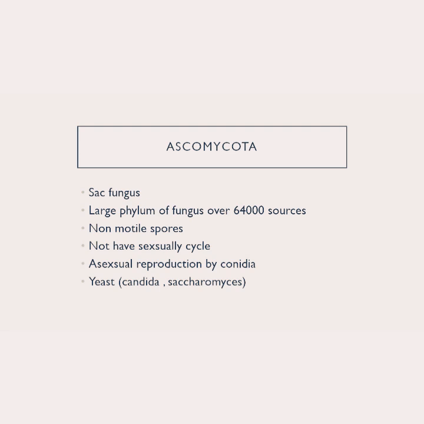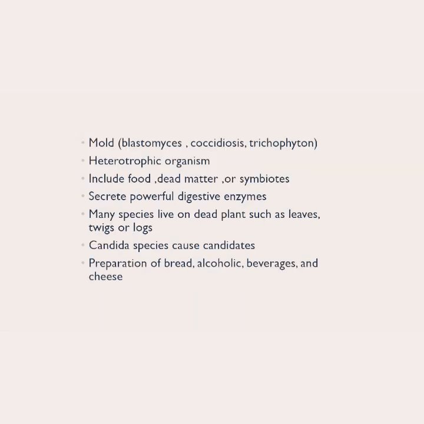Next, it has both yeast and mold structures. In yeast we can say Candida, and in mold we can say Blastomyces. Okay, there are more, but these are the main ones: Candida and Blastomyces. Next is, it is a heterotrophic organism. Heterotrophic organism means one which eats plants or eats animals. Okay, now it includes foods, dead matter, and symbionts. It means here it can include food and dead matter, where they live.